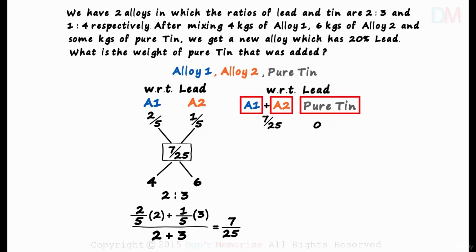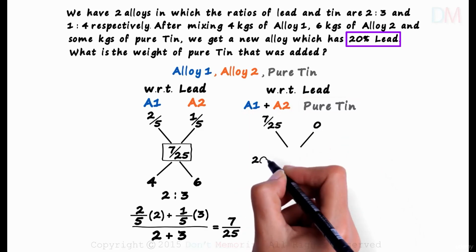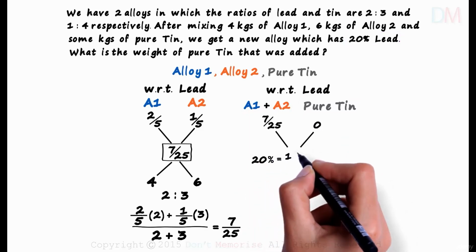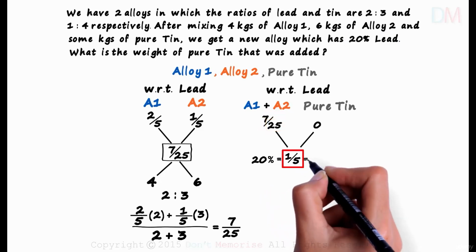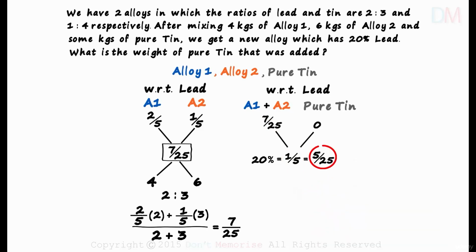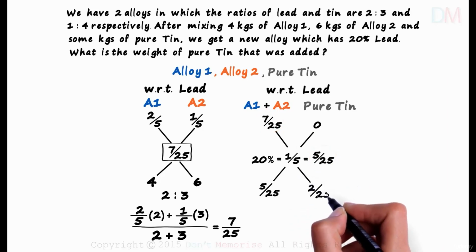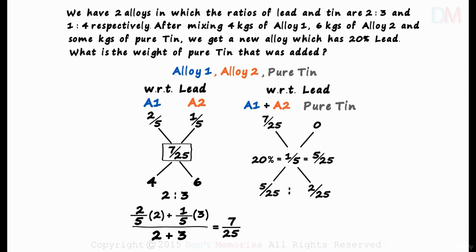And after these three quantities are mixed, what is the final lead proportion? We are told that it's 20% lead. That can be written as 1 over 5 in fraction form. Now, because the fraction on top has 25 as its denominator, let's write this as 5 over 25. With this, it is very easy to find the two weights here. 5 over 25 minus 0 is 5 over 25, and 7 over 25 minus 5 over 25 is 2 over 25. This is the ratio of weights. Simplifying the ratio gives us 5:2.